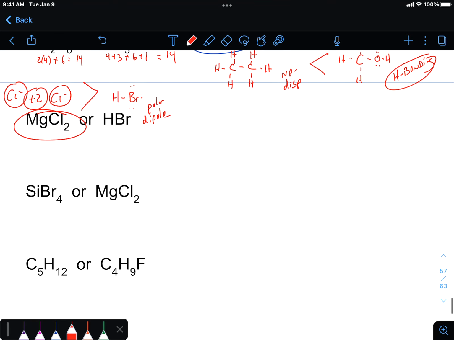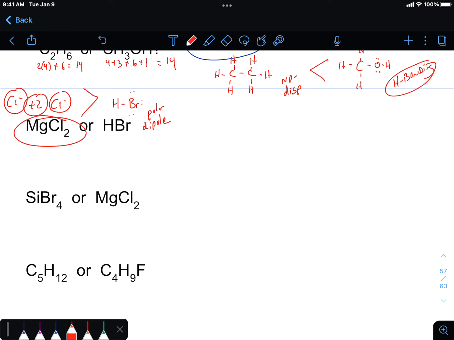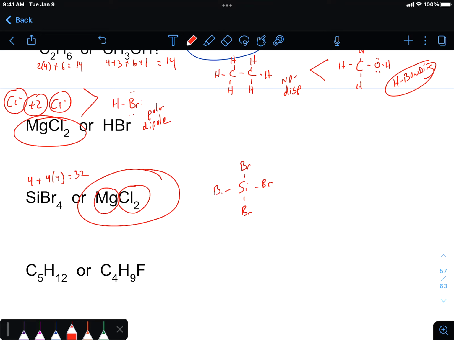SiBr4 or MgCl2. So 32 electrons for that one. And oh look, metal, non-metal. This is ionic. I don't even have to finish drawing these out. Ionic wins. Because SiBr4, if I did draw it out, would end up being non-polar because it's tetrahedral with the same atoms in all directions. And it's non-polar. If it's non-polar, that means only dispersion forces. Ionic attractions are far stronger than dispersion forces.